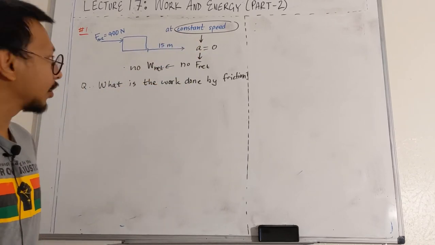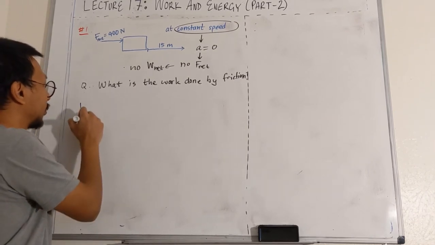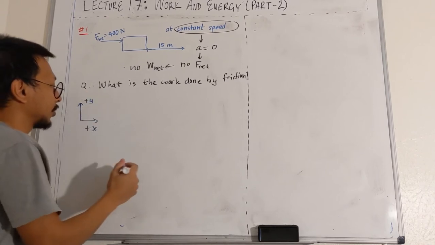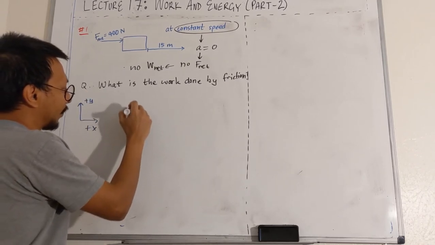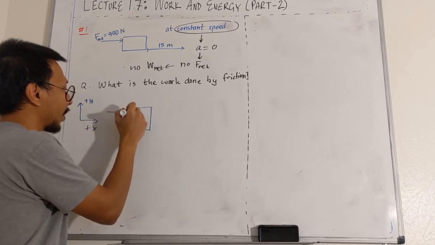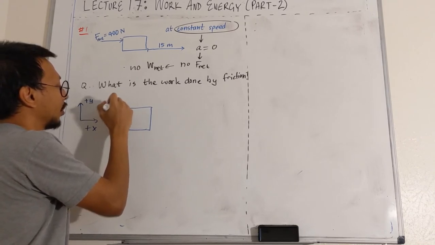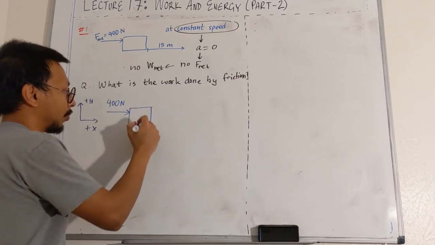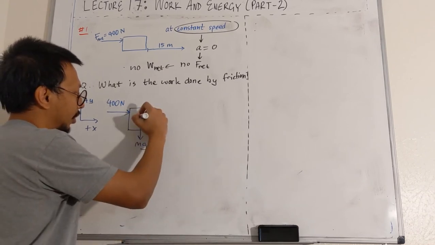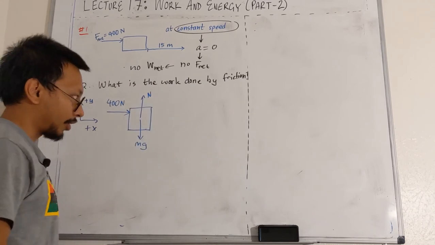Let's go ahead and, as usual, start with our free body force diagram. Choosing our axis as follows: plus x, plus y. We have the block, we have the horizontal force on it applied by me to be 400 newtons. Of course, we have the weight of the block, mg. We have the normal force exerted by the ground on it.